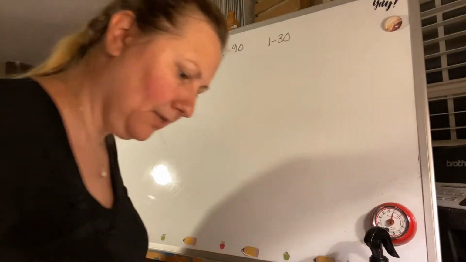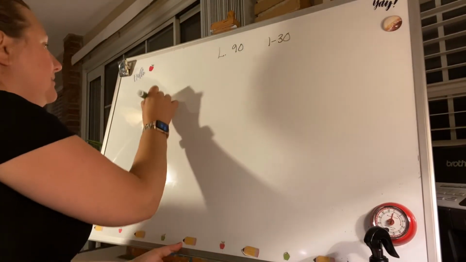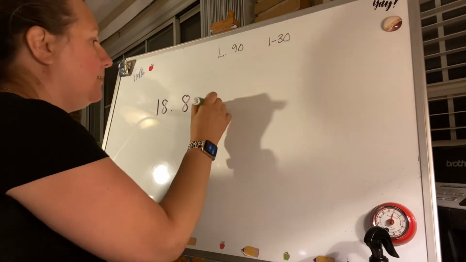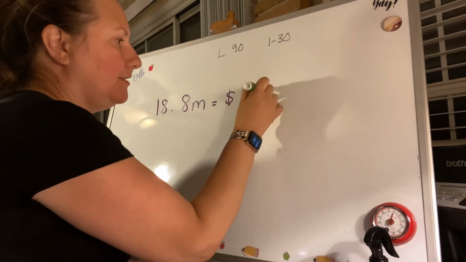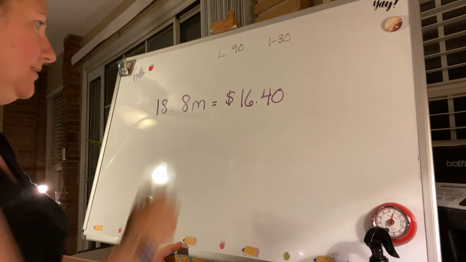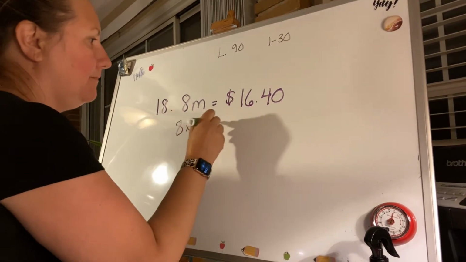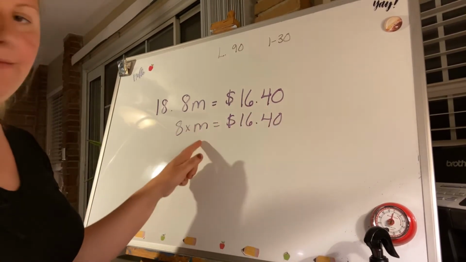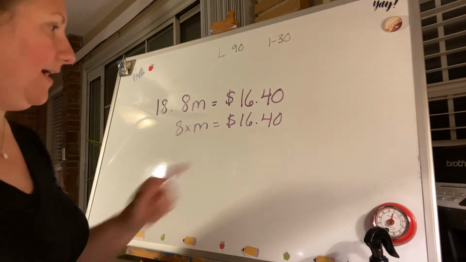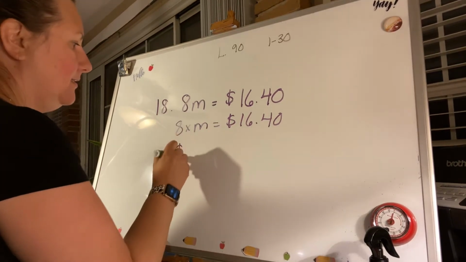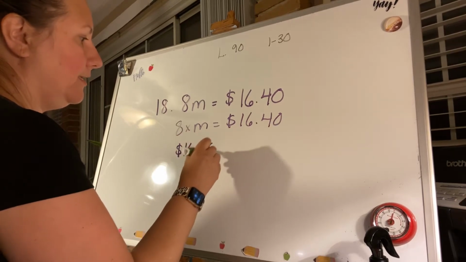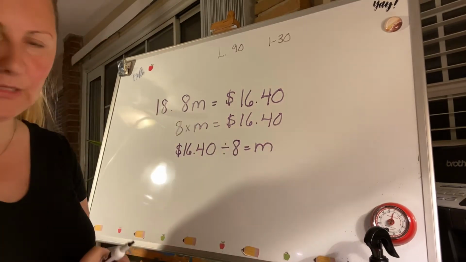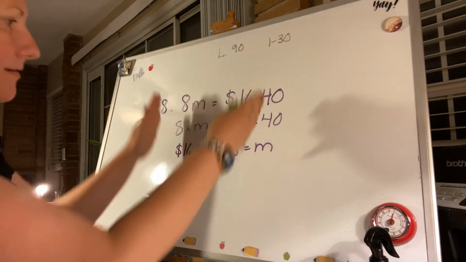Okay. Number 18 says 8m, or 8 times m, equals $16.40. So this is just like saying 8 times m equals $16.40. Okay, well, I don't know what m is, but I know how to write this fact another way. I could write it $16.40 divided by 8 equals m. That makes a little bit more sense, doesn't it? So I'm kind of simplifying.